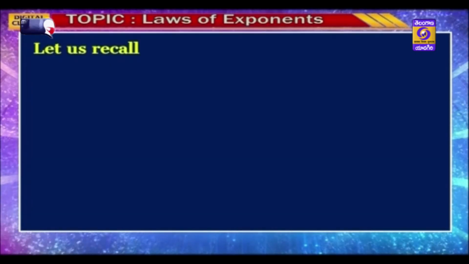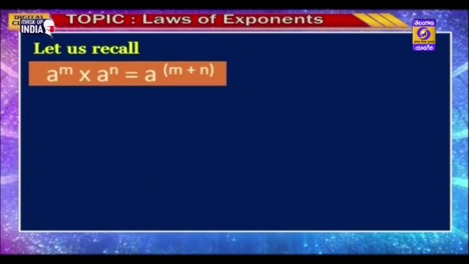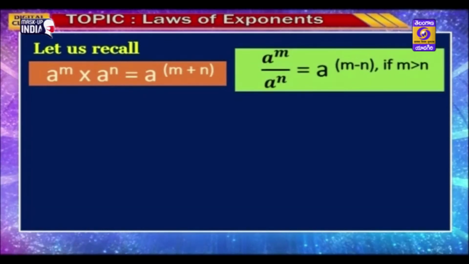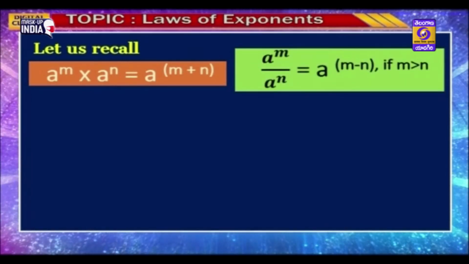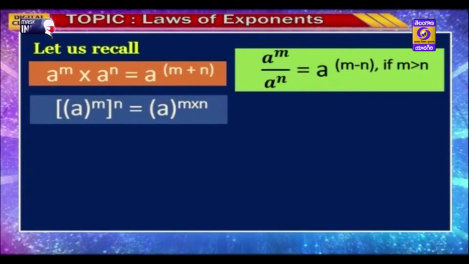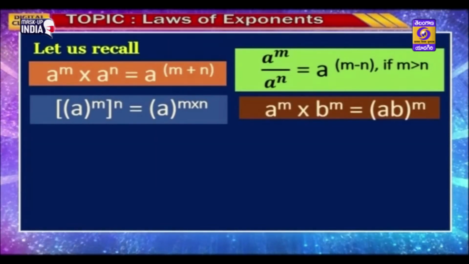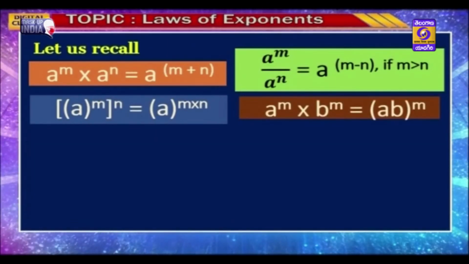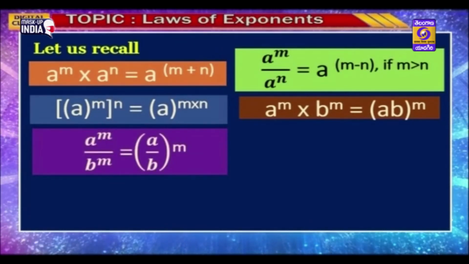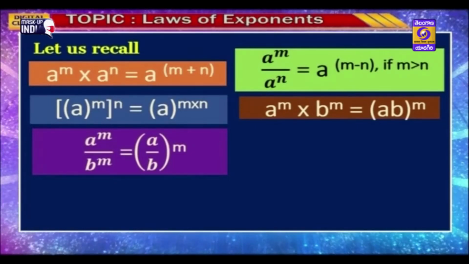Let us recall what we have learned today. A to the power of m into a to the power of n is equal to a to the power of m plus n. A to the power of m by a to the power of n is equal to a to the power of m minus n when m value is greater than n. A to the power of m whole to the power of n is equal to a to the power of m into n. A to the power of m into b to the power of m is equal to ab the whole to the power of m. A to the power of m by b to the power of m is equal to a by b whole to the power of m.